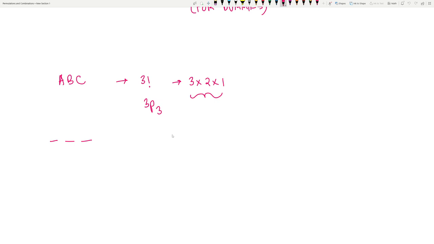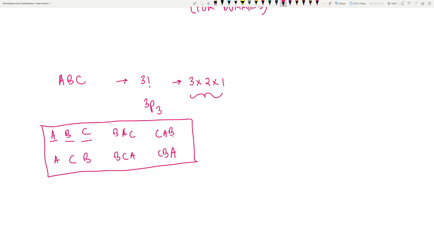So ABC, if I write down all the permutations, all the arrangements, it's like this: ABC, ACB, then we have BAC, BCA, and then we have CAB, CBA. So these are all the 6 possible arrangements. And the way to get that is 3 factorial or 3P3. That's basically it. So we can apply this same concept elsewhere.